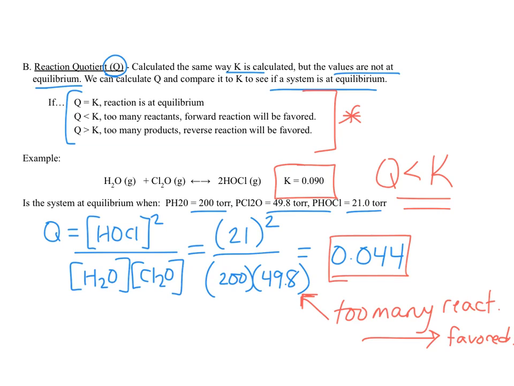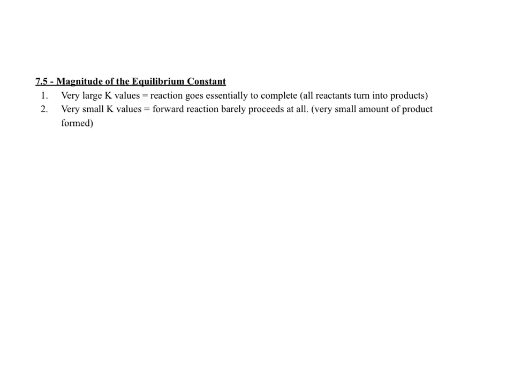So we want to calculate Q the same way we calculate K. We want to compare the two values, see which one is bigger, which one is smaller, determine if we have too many products, too many reactants, and then whichever reaction will get rid of the extra stuff, that's the reaction that's going to be favored.